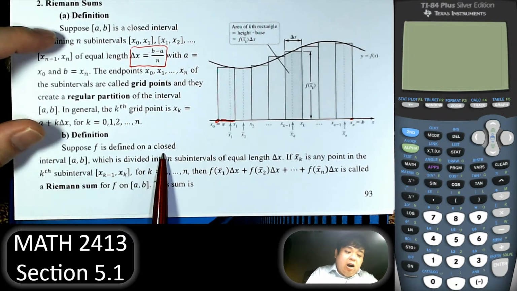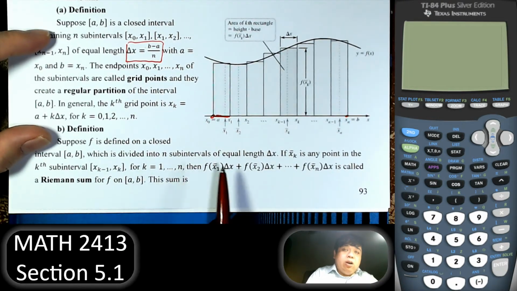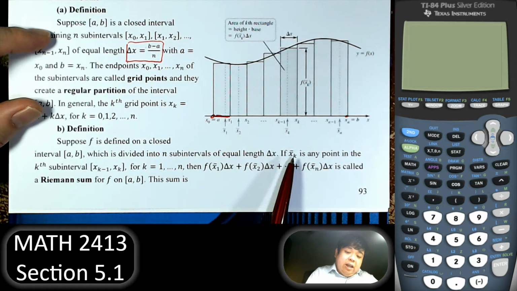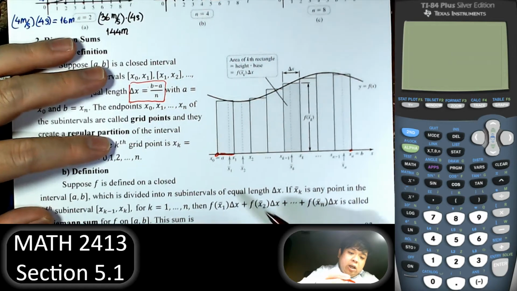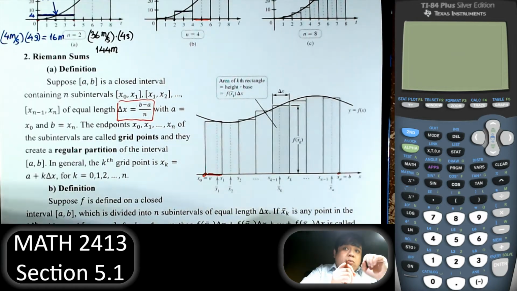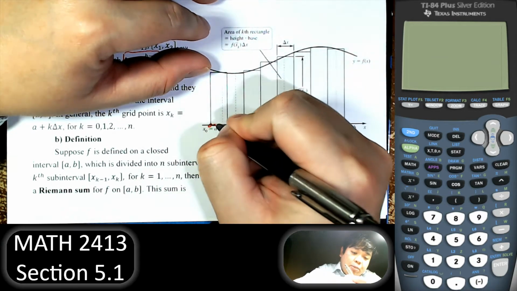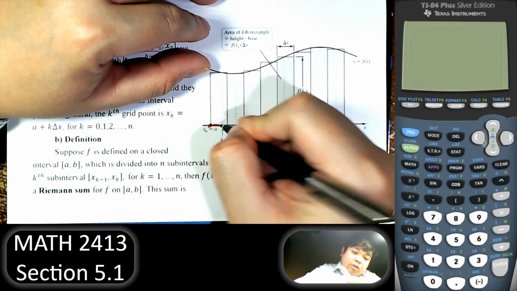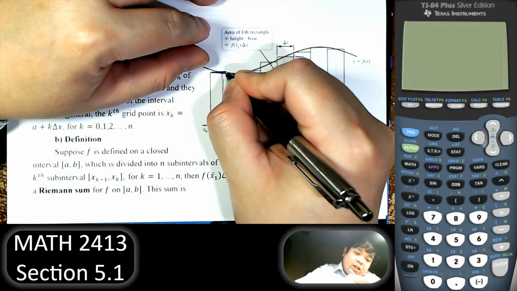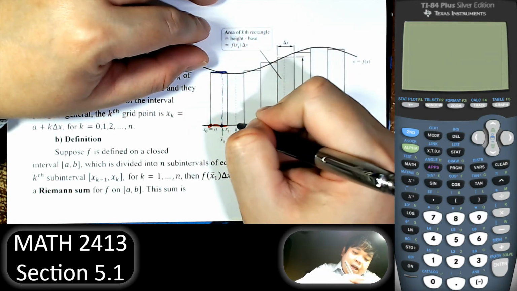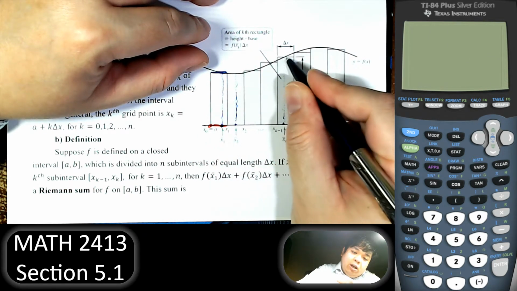Suppose f is defined on the closed interval, which is divided into n subintervals of equal length, delta x. If xk bar is any point in between. So previously, we used the exact midpoint. But with the Riemann sum, we can choose any point within the interval. Here, for the first one, we choose this point to get the height. And here we choose what looks like the midpoint, and here we choose the point there.